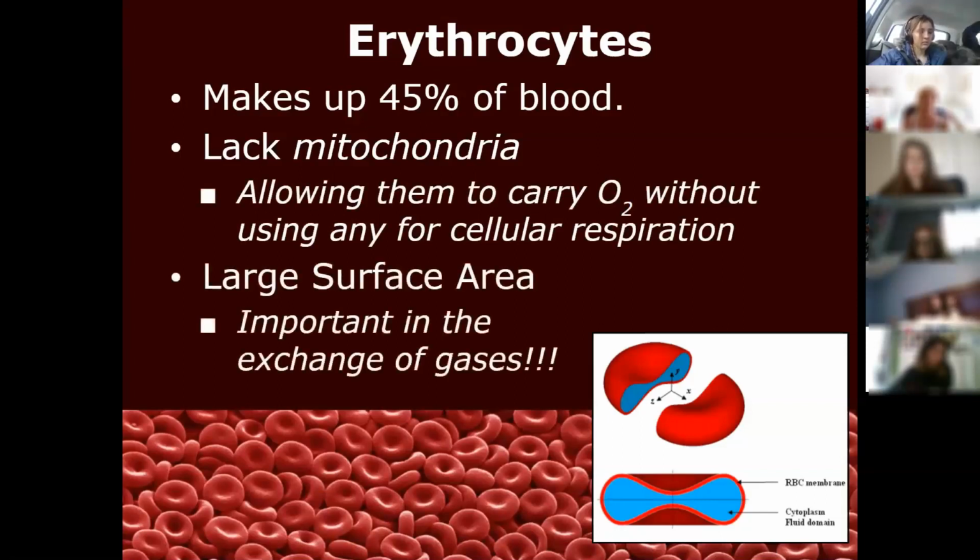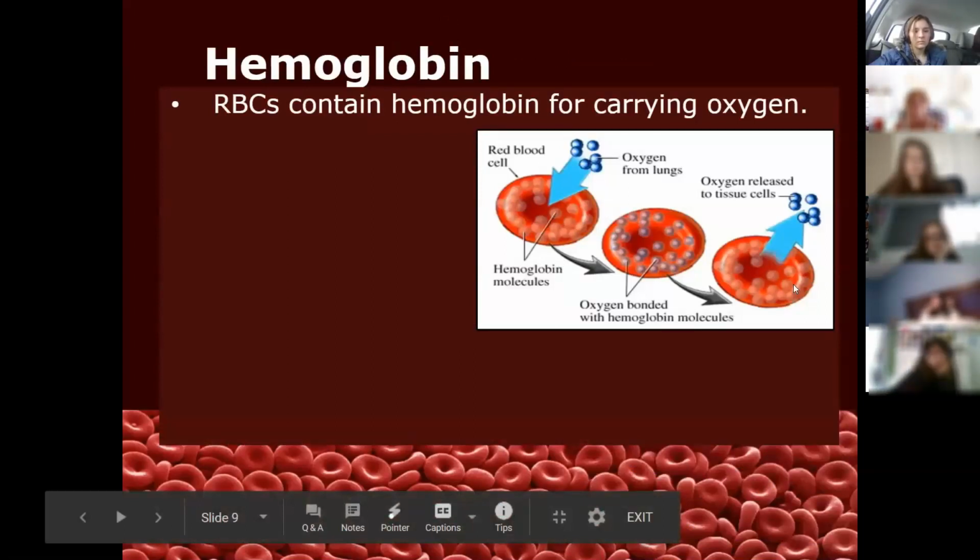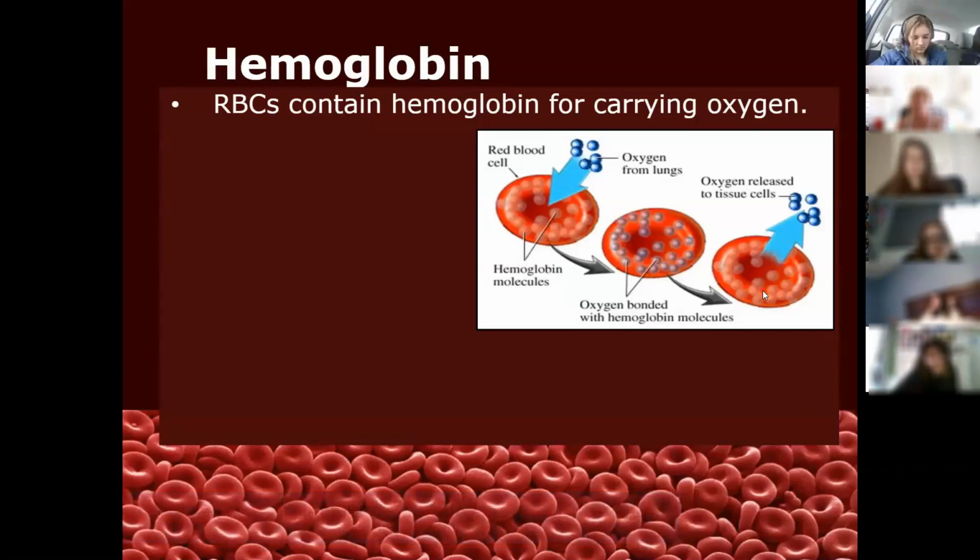So the large surface area gives you greater room for gas exchange. We're exchanging oxygen and CO2. We talk more about that in the respiratory system. So we have red cells. These are your red cells. Oxygen molecules are inside here, and they're bonding to hemoglobin.